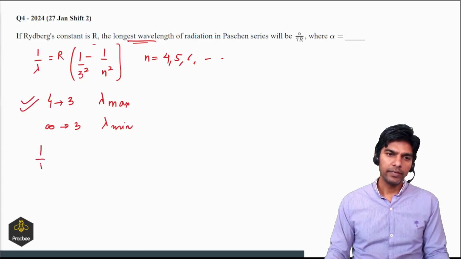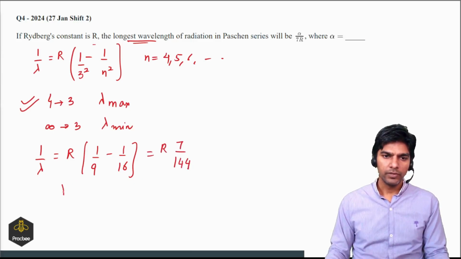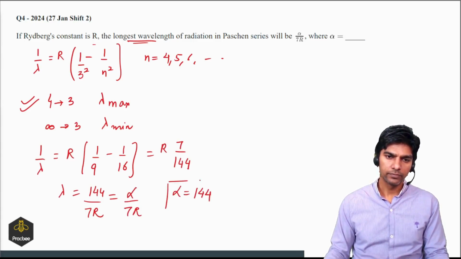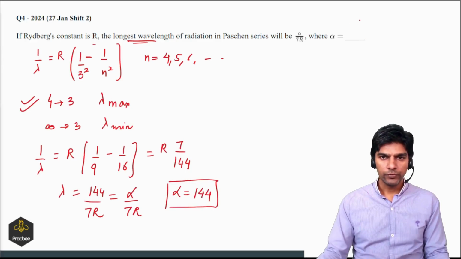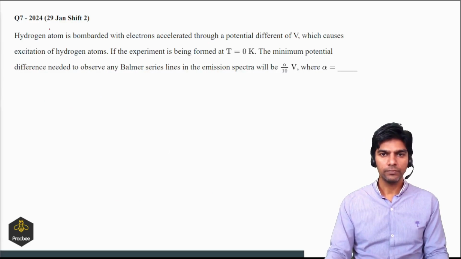So 1 by lambda is equal to R times (1 by 9 minus 1 by 16). That comes out to be R times 7 by 144. So lambda will be 144 upon 7R. If we compare this, it is given as alpha upon 7R, so alpha comes out to be 144. So 144 is the answer of this question. Let us see the next question.